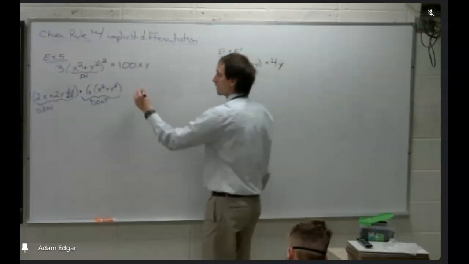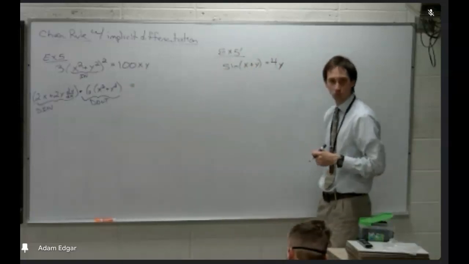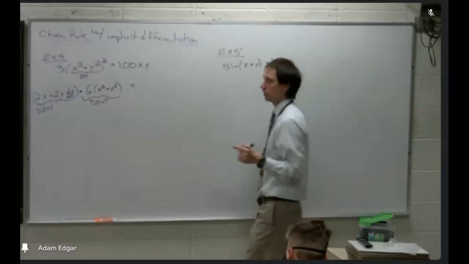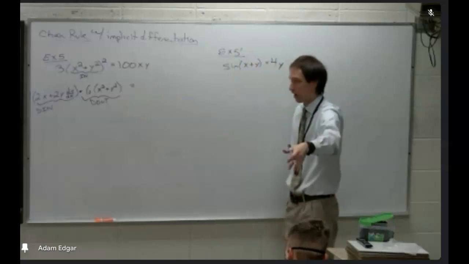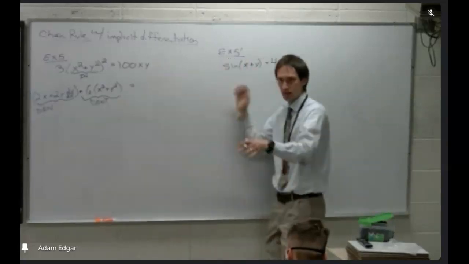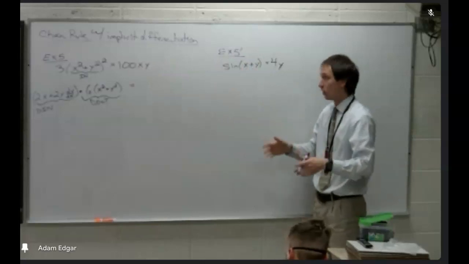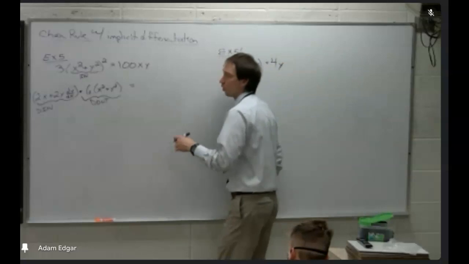On the right side, 100xy. What rule for differentiation do you have to do here? It is the product rule. It's really easy to miss this product rule. It's really easy to just go, oh, 100xy, differentiate the x, differentiate the y, done. But no, because the x and the y are multiplying, it's 100x times y. So do your product rule.